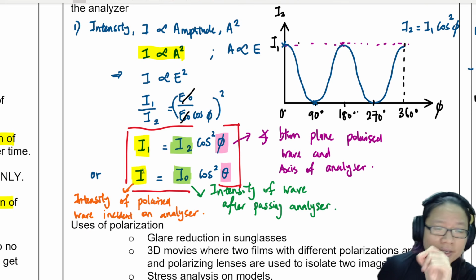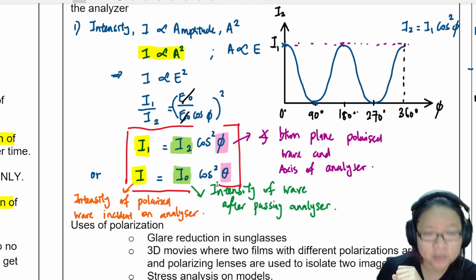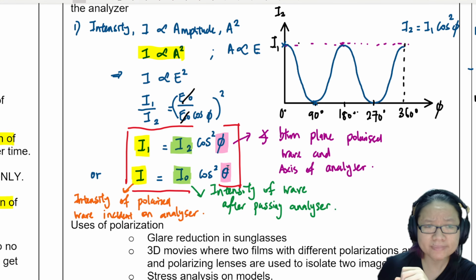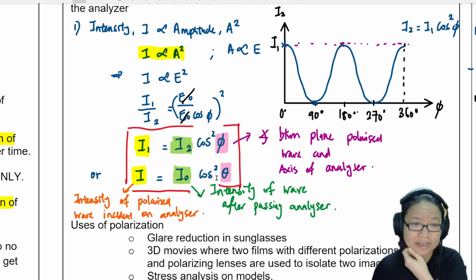Okay? And to find the intensity of the one that passes through the Polaroid, we can use Malus Law, which is I is equal to I naught cos square theta. Okay? So this angle here is the part that passes through parallel to the axis. So that's why it's the angle between the plane polarized wave and the axis of the polarizer.